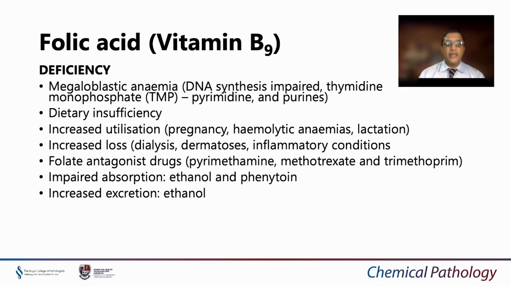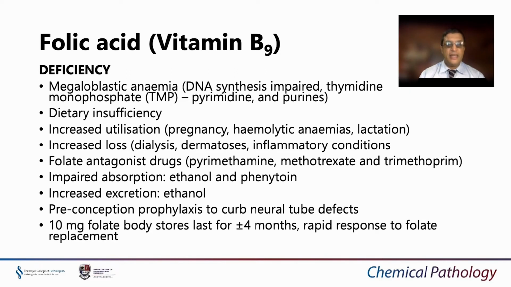The use of drugs, for example pyrimethamine, act as folate antagonists, and these also cause deficiency states. Ethanol and phenytoin are important in resulting in impaired absorption of B9 from the GIT system. Increased excretion is also caused by ethanol.